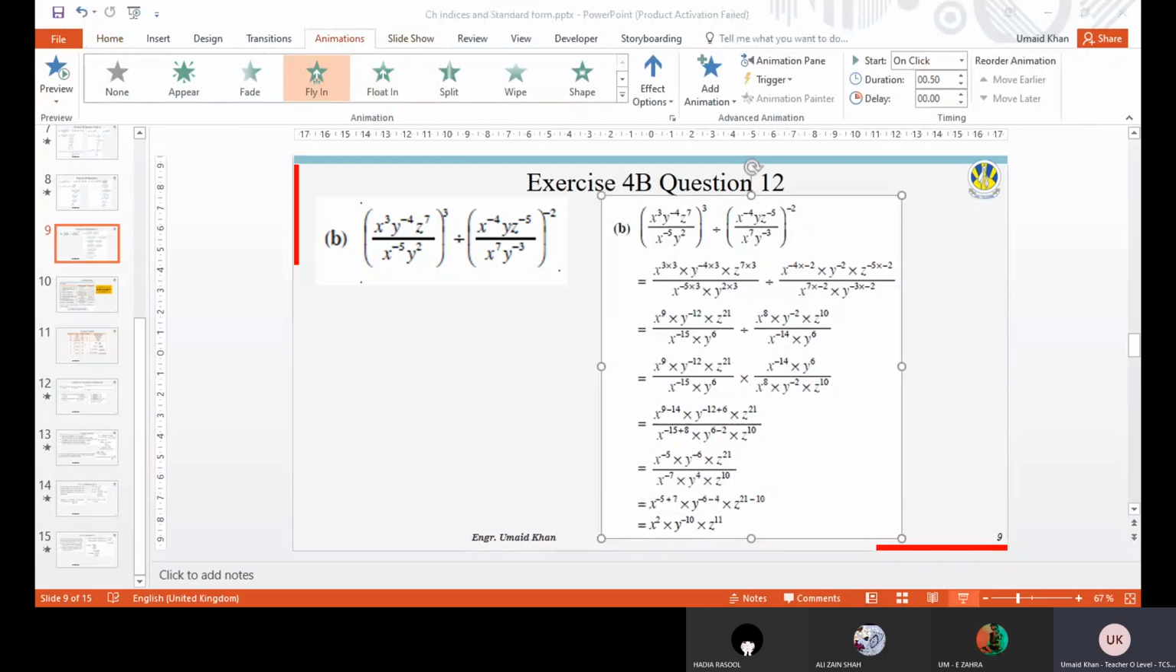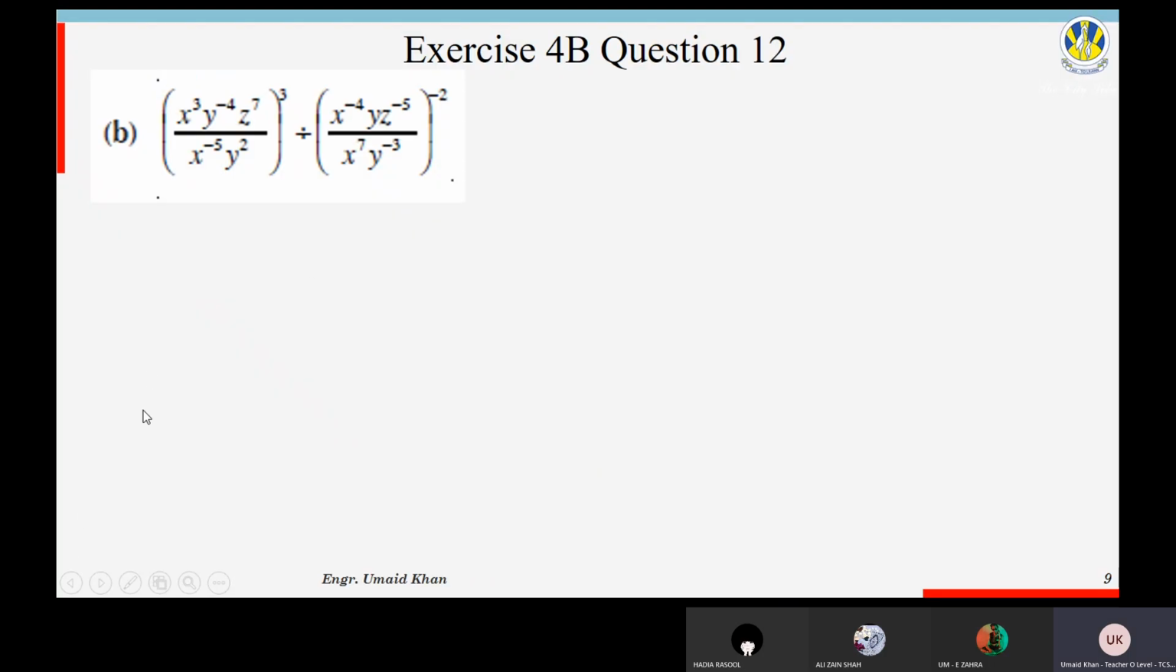Okay, students, let's get started. We were doing the most difficult questions from exercise 4B, which is the chapter on indices and standard form from the 7th edition. So we are approaching the end of this chapter. I have selected the most difficult questions from the exercise and we were discussing those questions. If you are able to solve and understand these kinds of questions, then you will hopefully be able to solve questions in the exam as well.